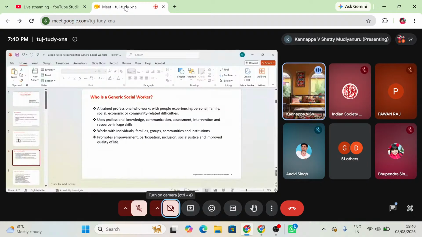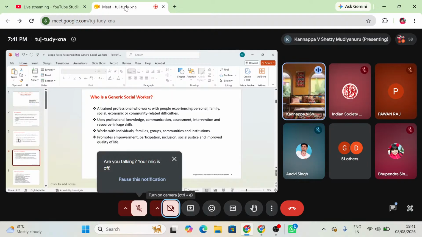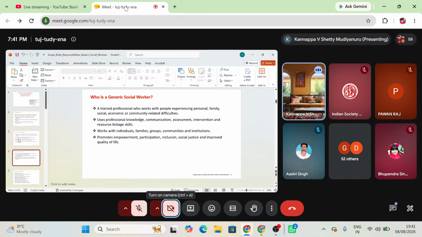A trained professional social worker who works with people experiencing personal, family, social, economic, and community-related difficulties, uses professional knowledge, communication, assessment, intervention, and resource linkage skills, works with individuals, families, groups, communities, and institutions, promotes empowerment, participation, inclusion, social justice, and improved quality of life.